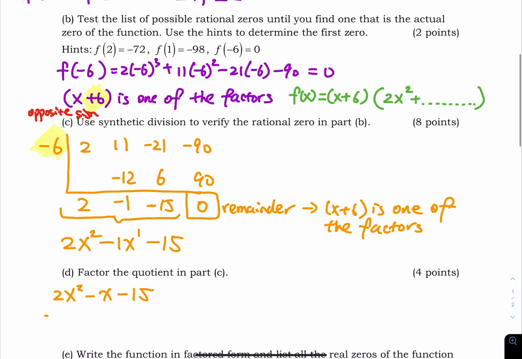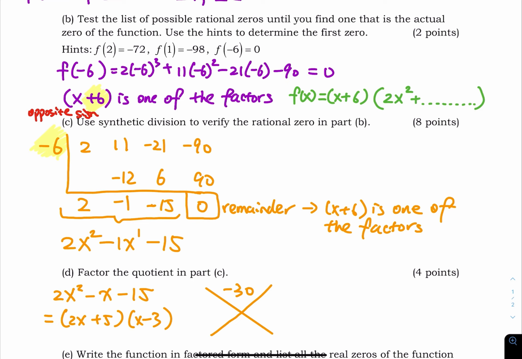So the factor is equal to 2x plus 5 and then x minus 3. Those are the two factors. If you want me to go over this, that is fine. I can do it real quick. I will be using the diamond method. The number that goes to the top is the product of the constant and the leading coefficient. 2 times negative 15 is negative 30.